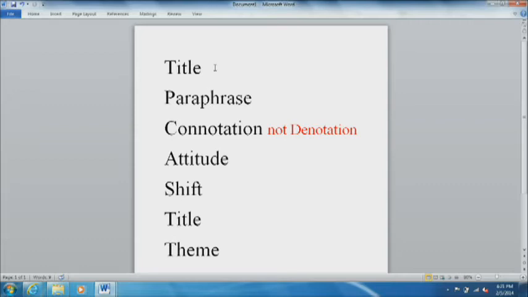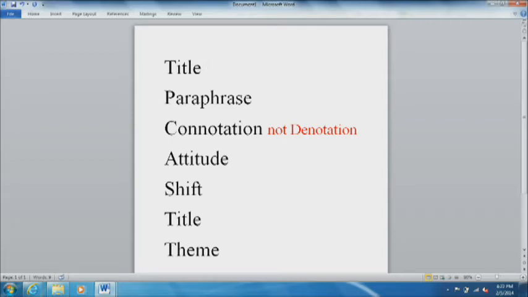So one thing you might want to do is break down the poem. And if you can remember TPCAST, then you can remember how to break this down. You start with the title, and what I always tell my students is this is one chance where you can judge a book by its cover, or by its title.